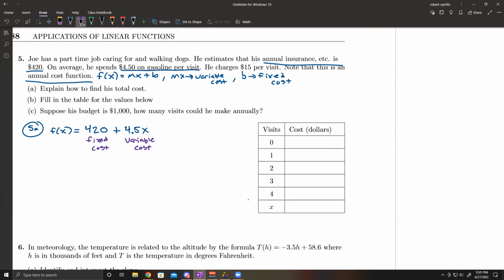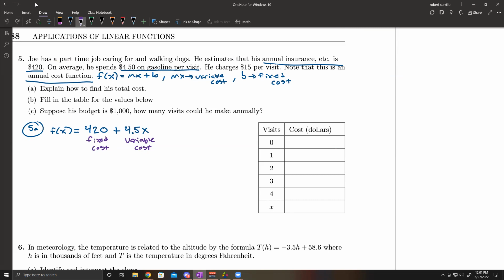And now something we threw in there just to throw everybody off was he charges $15 per visit. That wouldn't be considered a cost. That would be his profit. That's what he's actually making, or his revenue. So we do not include this in the function because we're only looking at the annual cost. So this equation represents what it costs him to run this dog business. So there it is. 420 plus 4.5x.